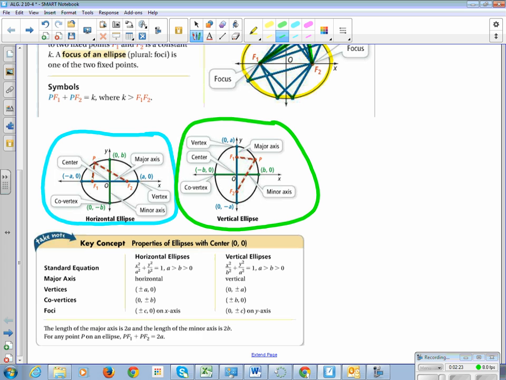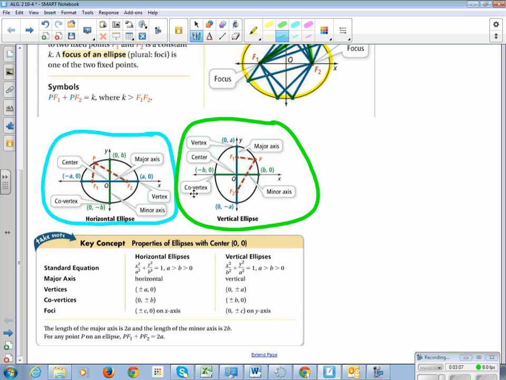In a horizontal ellipse, your major axis is along the x-axis or parallel to the x-axis if you're not centered on 0, 0. It makes a nice little oval shape. You have a vertex here at a comma 0 and negative a comma 0. You've got a co-vertex where you cross, at 0 comma b and 0 comma negative b. The short axis is the minor axis, the long axis is the major.